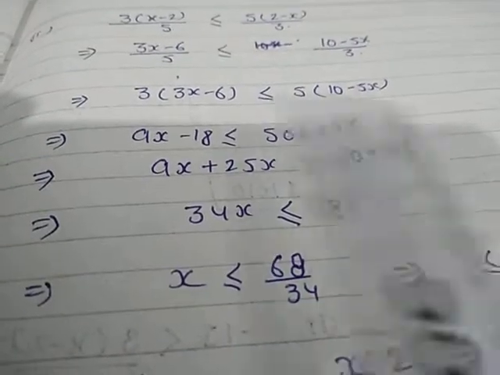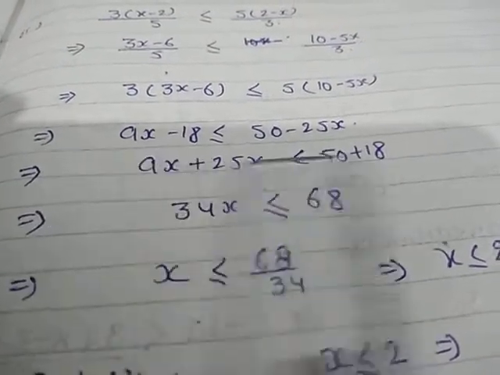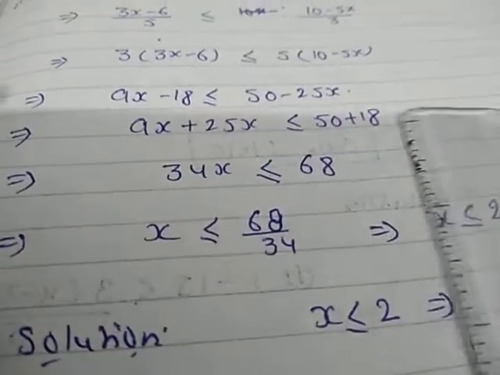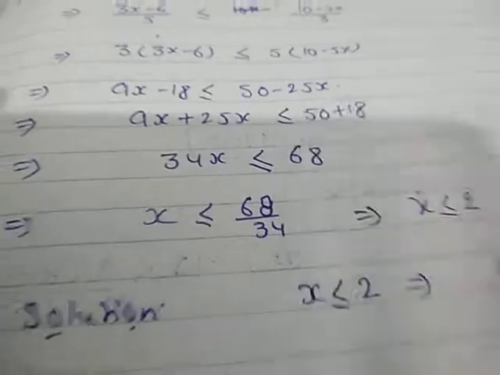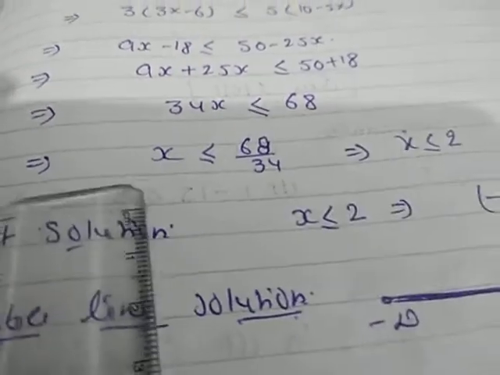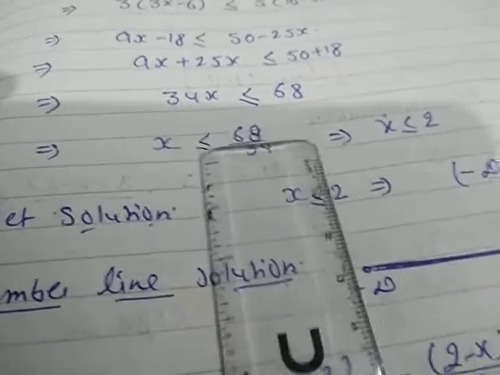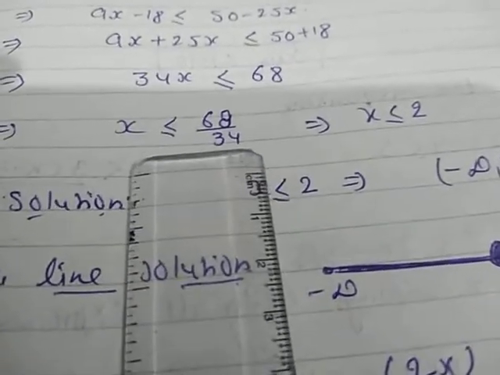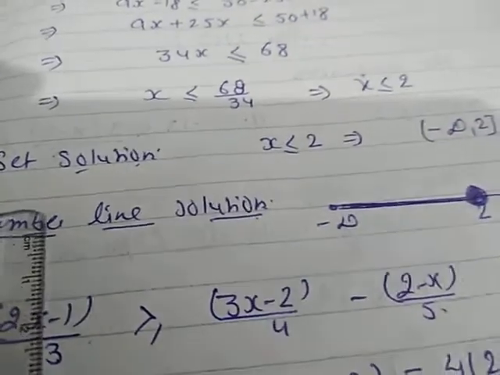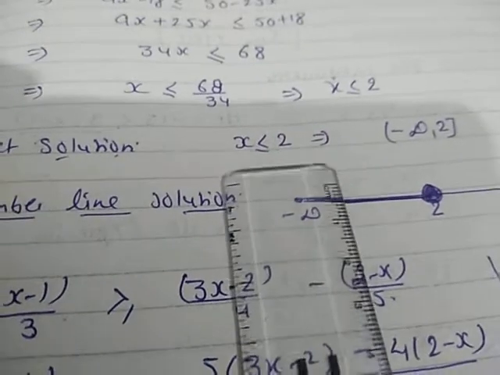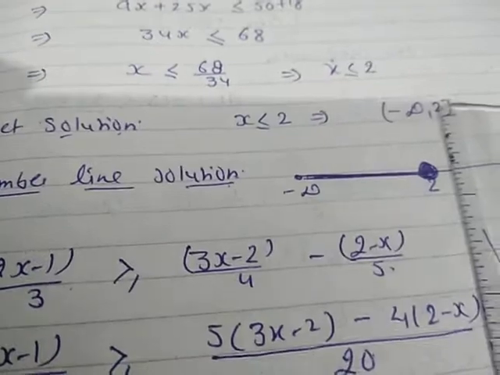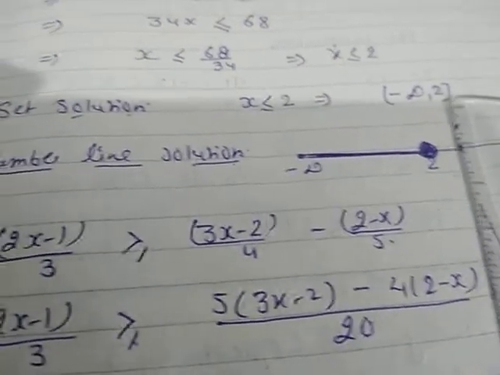Now first of all, 25x should be shifted to the left side, then 18 should be shifted to the right. The sign of inequality is as it is. 34x is less than or equal to 68. Then x is less than or equal to 68 by 34. That implies x is less than or equal to 2. The set solution is x less than or equal to 2, that implies minus infinity to 2 under square bracket, because 2 is included here.